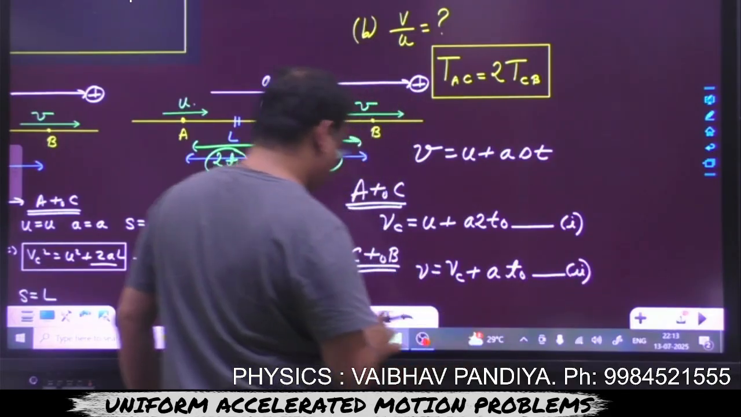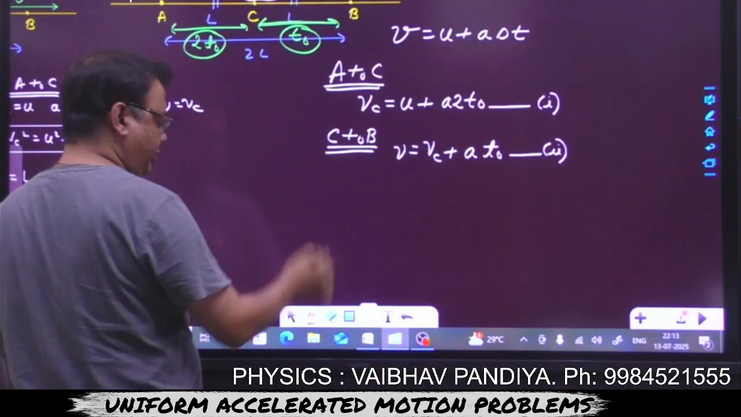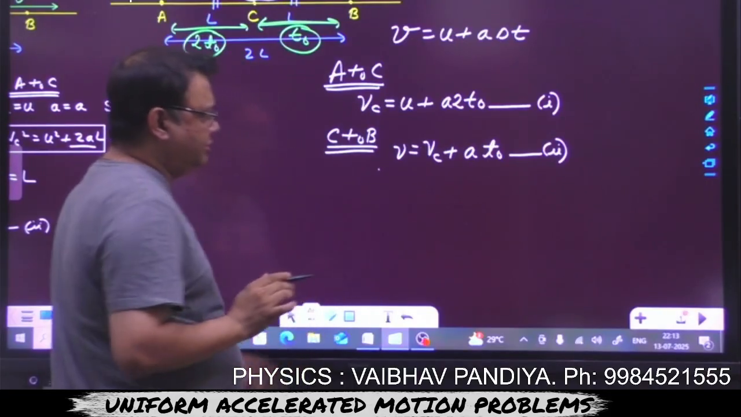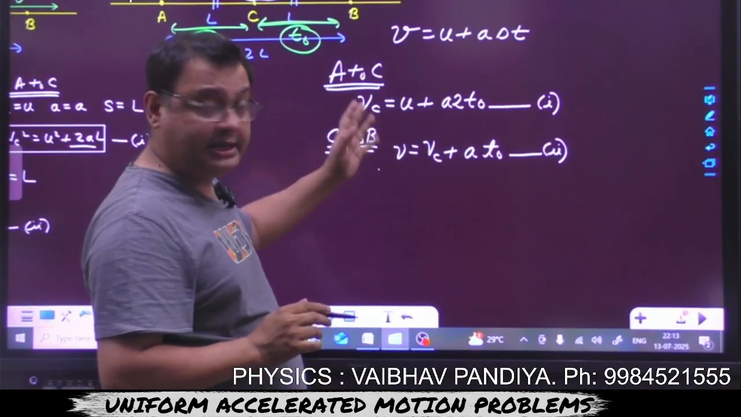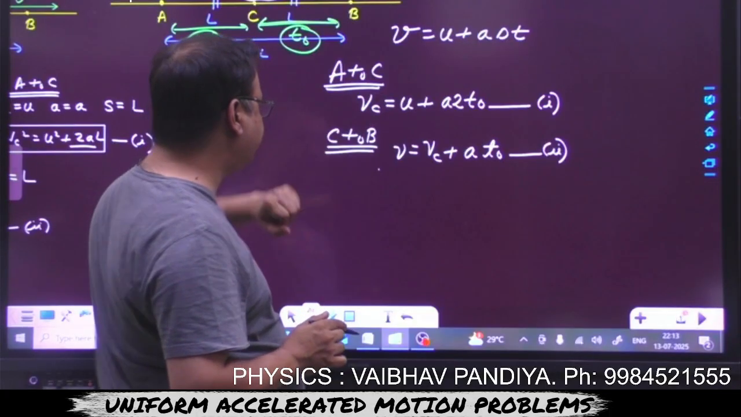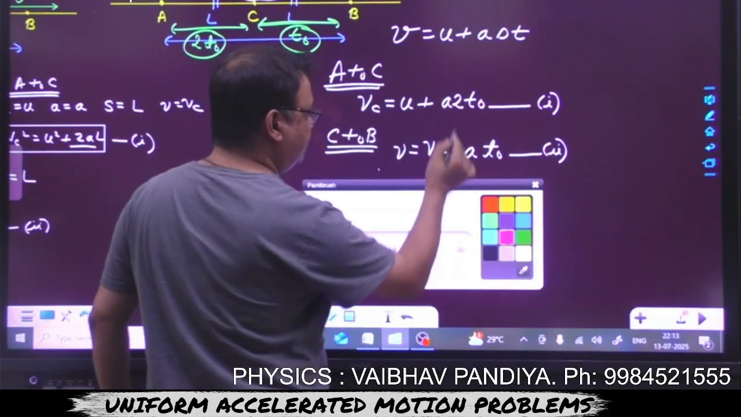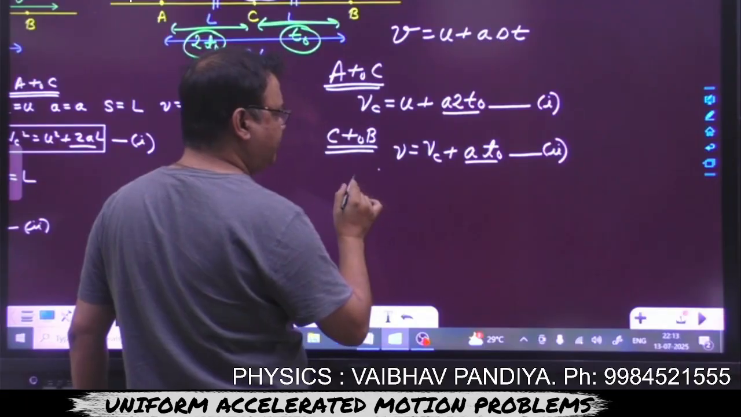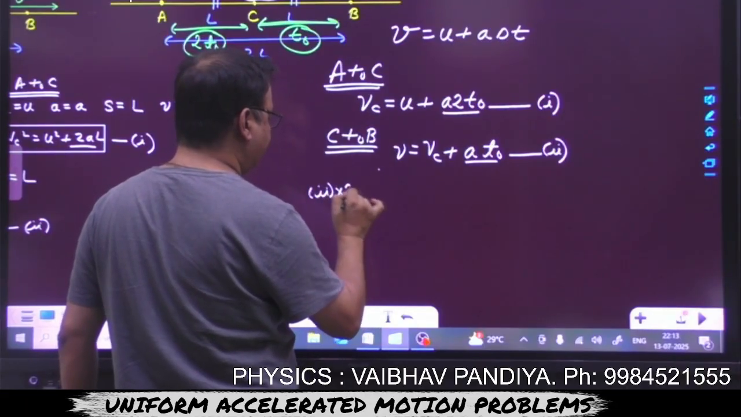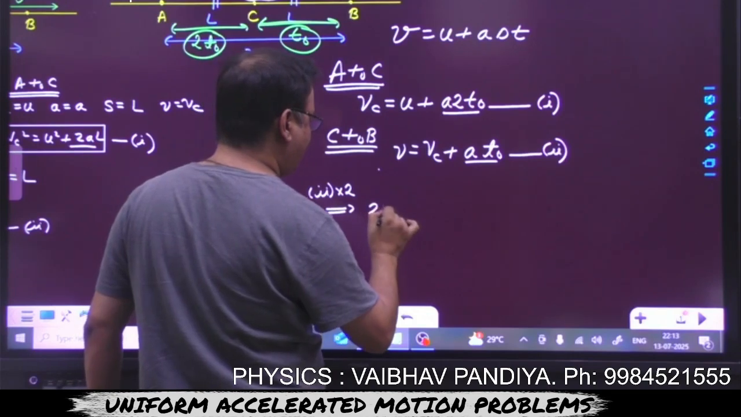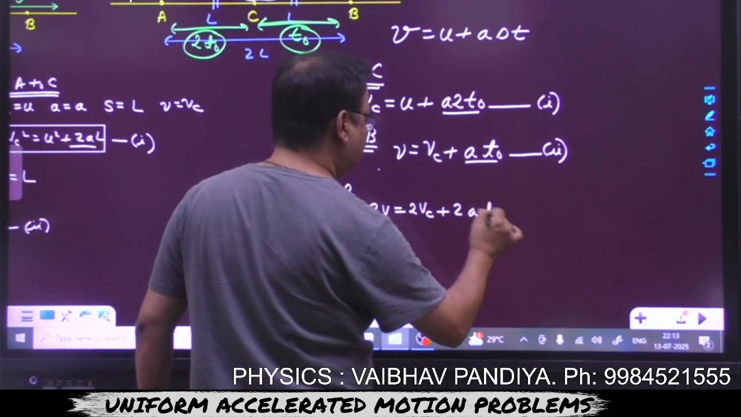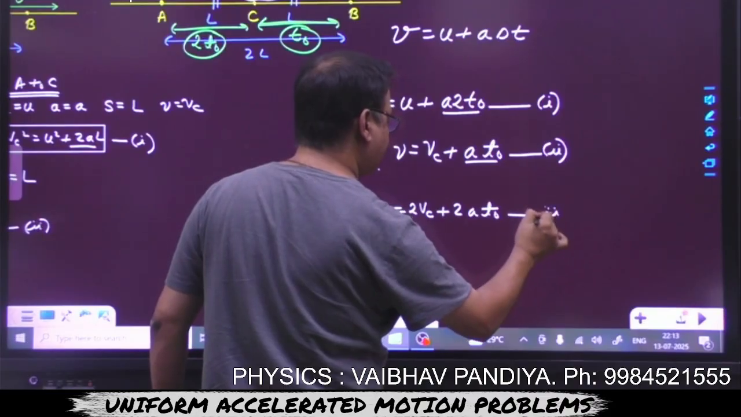Got it? Now if you see both the equations, you can eliminate A T0. So we'll have the relation between U, V and Vc. If I'm eliminating T0, what will you get? I can multiply equation number 2 with a factor of 2. So equation number 2, if multiplied by 2, will become 2V is equal to 2Vc plus 2A T0. Let it be equation number 3.